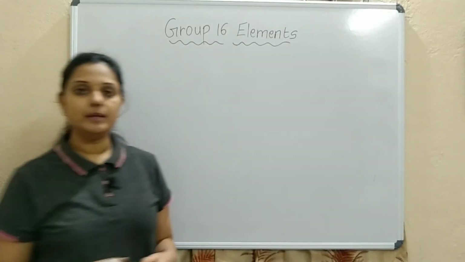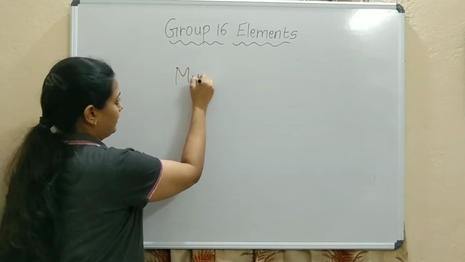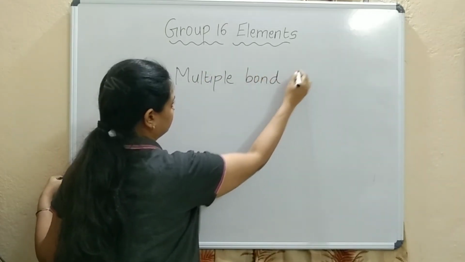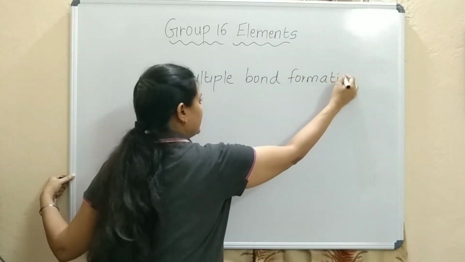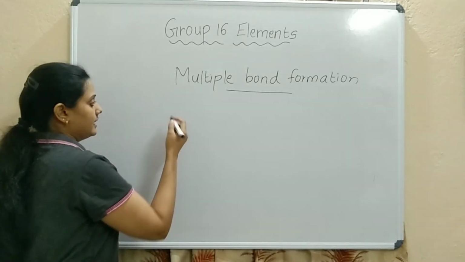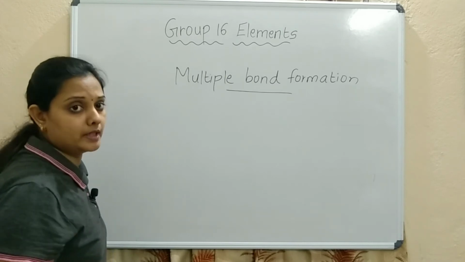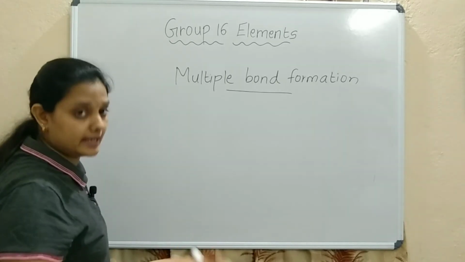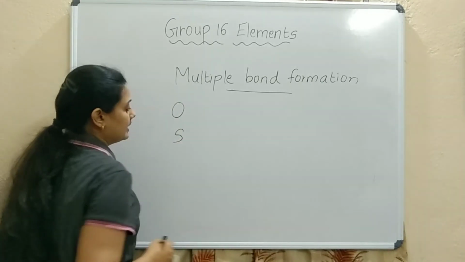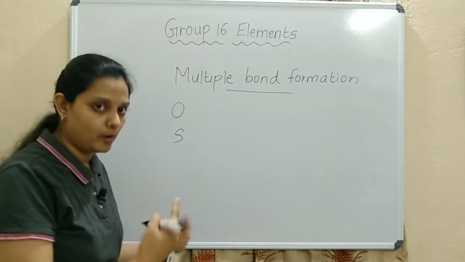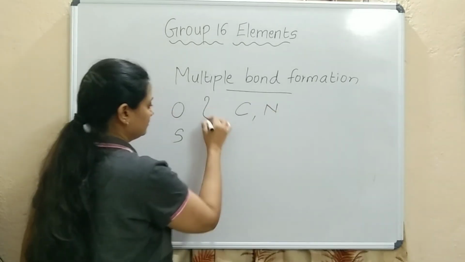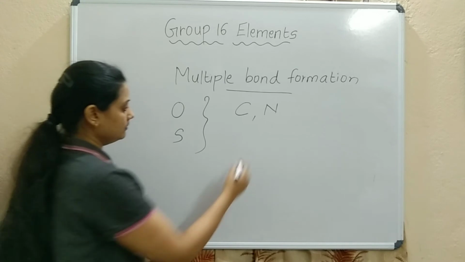So check the next one, multiple bond formation. Multiple bond formation means forming a double bond, triple bond. So the first element and the second element can form multiple bonds, correct. And as we move down the group, the tendency to form multiple bonds decreases. So oxygen and sulfur can easily form multiple bonds, that is a double bond and a triple bond, with carbon, nitrogen, correct, even with hydrogen.